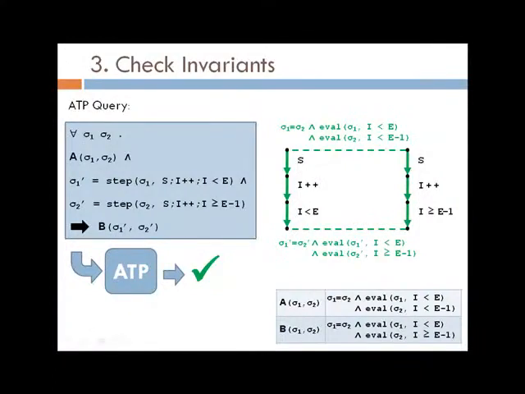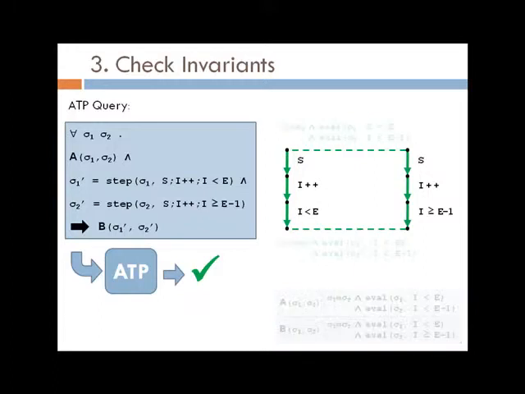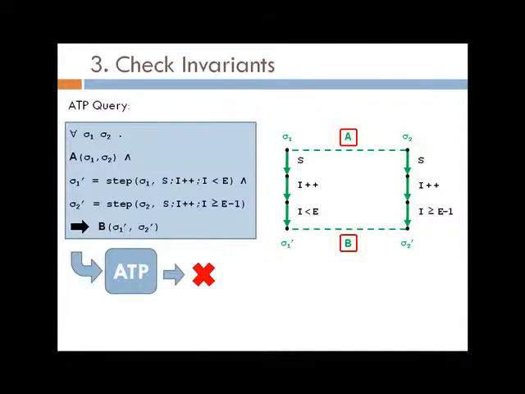In this case, the theorem prover was successful, but consider some other A and B where A is not strong enough to imply B. In this situation, the theorem prover will not be able to show that the query is valid. PEC would now strengthen the invariant at A so that it does imply B.